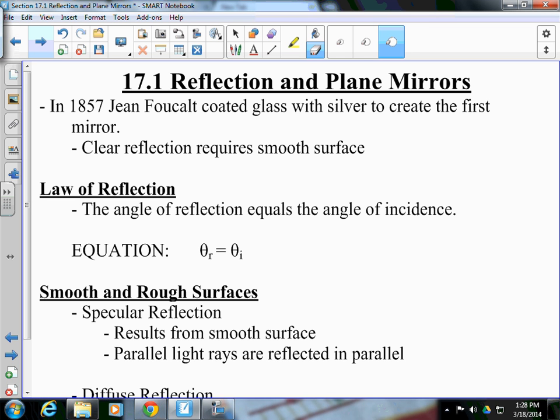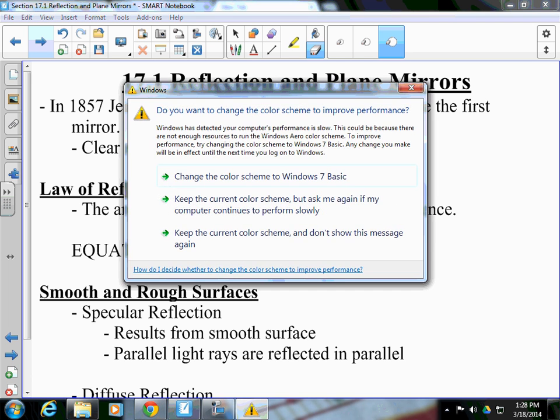Now 17.1, there are two types of mirrors. There are flat mirrors and there are curved mirrors. We are going to start our introduction with flat mirrors. To begin, a flat mirror is much simpler than a curved mirror. The properties surrounding a flat mirror are much easier to understand, and a curved mirror has a couple of complications that come with it.